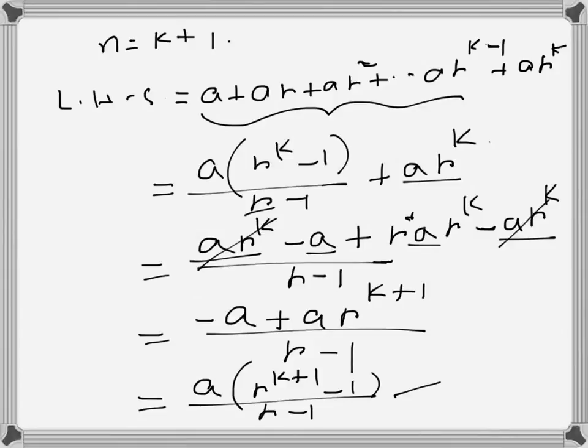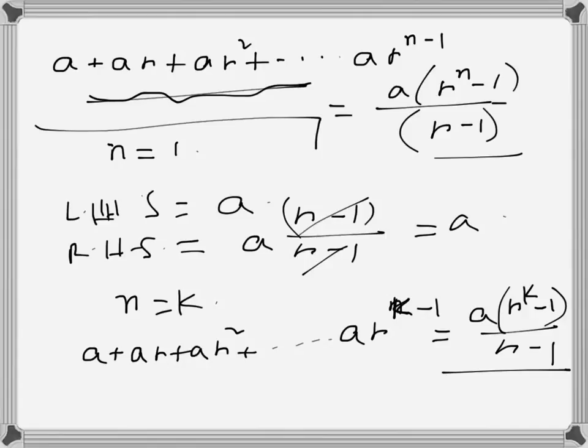Now this is when n is equal to k plus 1. We started from the left hand side when n is equal to k plus 1, and we arrived at something which is the right hand side when n is equal to k plus 1. So we have shown that the left hand side is equal to the right hand side when n is equal to k plus 1. So using mathematical induction we have proved this relationship.